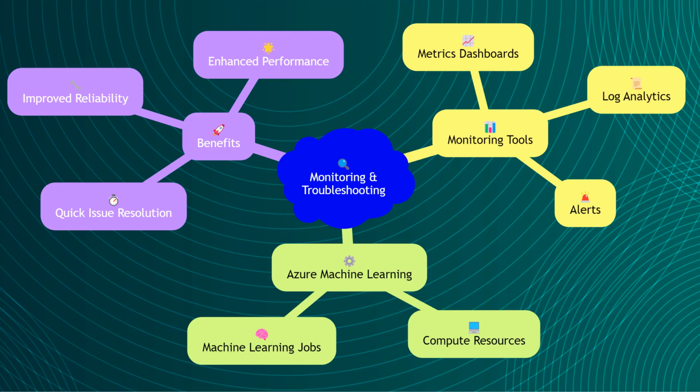Monitoring and troubleshooting are essential aspects of managing compute resources for machine learning jobs. Azure Machine Learning provides several tools and features to help you monitor the performance and health of your compute resources. These include metrics dashboards, log analytics, and alerts. By monitoring your compute resources, you can identify and resolve issues quickly, ensuring that your machine learning jobs run smoothly. Additionally, troubleshooting tools help you diagnose and fix problems, improving the reliability and performance of your compute resources.